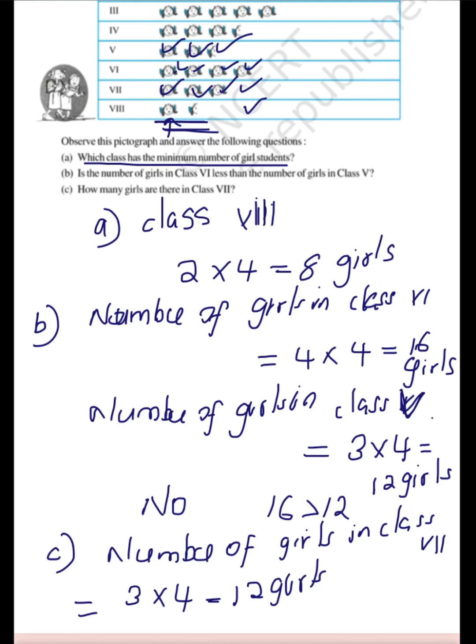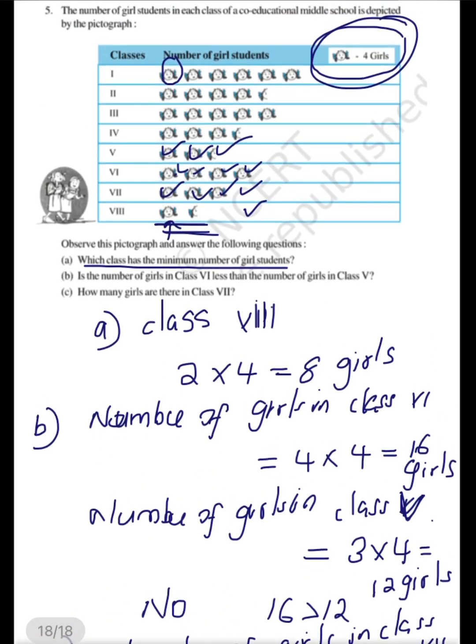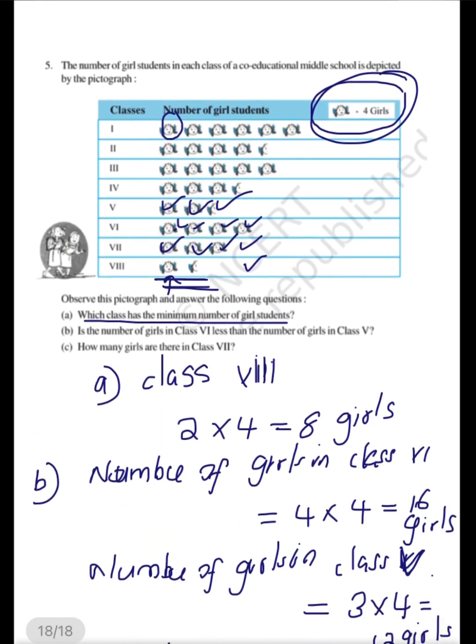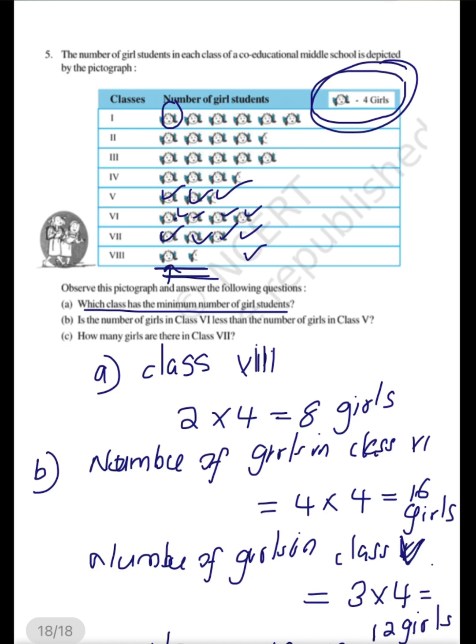So it's very easy to answer the questions using this pictograph. The only thing you should keep in mind is that each picture represents how many girls, or how many of whatever is counted. That thing you have to notice. Here it was 4 girls. Similarly, it will represent different numbers, that you have to notice.